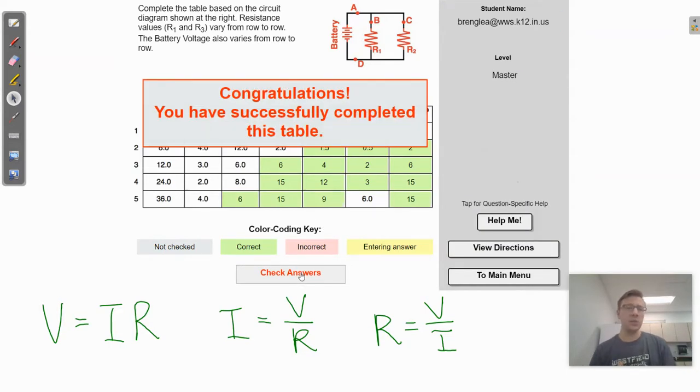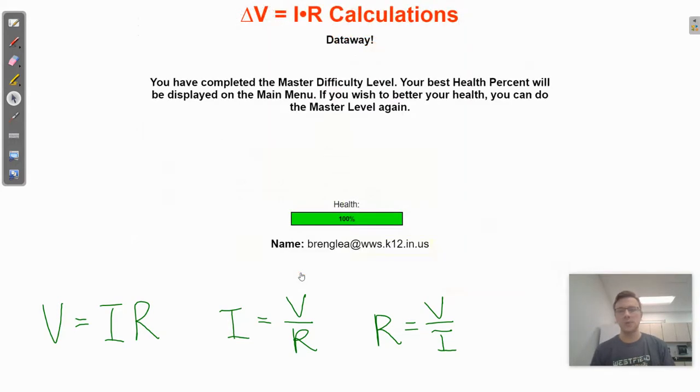All right, so we've completed the master level here of the parallel circuit calculations. And make sure to let me know if you have any questions. There will be a follow-up video that goes through the wizard level of this concept build.